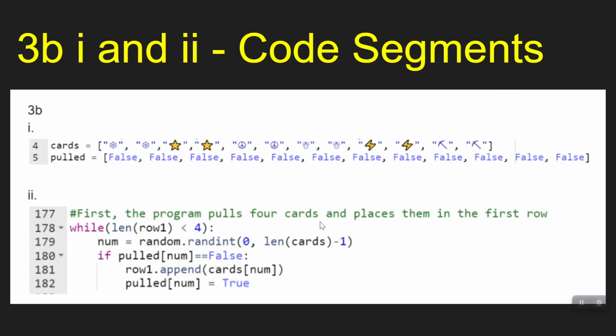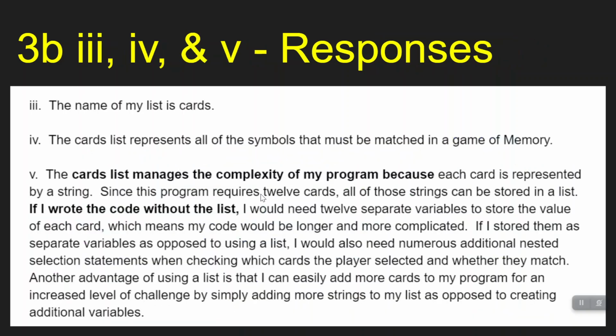So it would be impossible for this game to be played if I didn't use this list and then use this fancy little bit of code down here to create a random number, pull that number from the list, and check whether or not it is false. And if it is false, append row 1 with the card from that number, and then again, switch false to true. This is what allows it to go through and make sure it hasn't been pulled already. And if it hasn't been pulled already, go ahead and put it in row 1. And of course, that would repeat for row 2 and row 3.